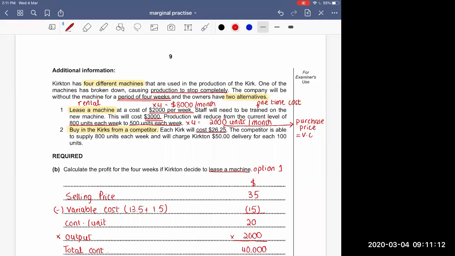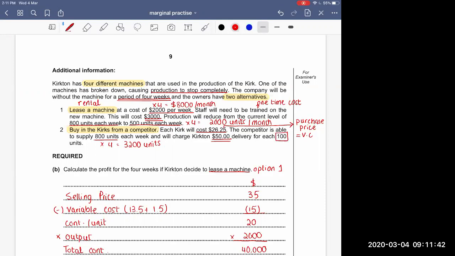The competitor is able to supply 800 units each week. Producing ourselves, our output level was being cut down. An advantage of buying from the competitor is that at least we will continue our maximum supply in the market, because the competitor is able to provide us with 800 units per week, which means over 4 weeks we will get a total supply of 3,200 units, and they will charge Crichton $50 for each 100 units.